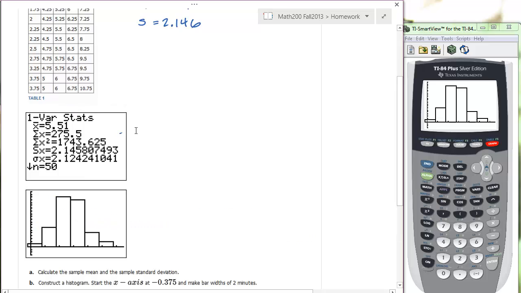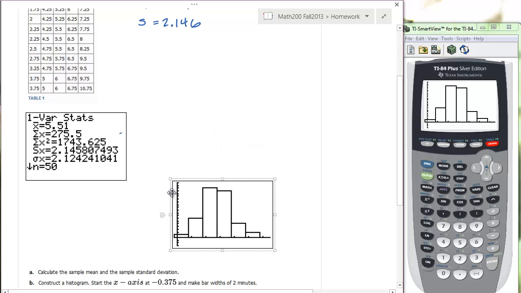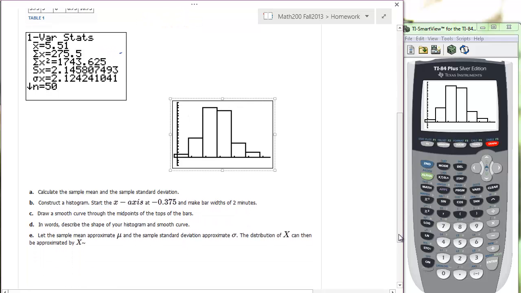Let's see if we can put this histogram over here. Well, I guess it doesn't want to go next to it. Let's put it over here. It says to make a histogram and draw a smooth curve through the midpoints of the tops of the bars. So if we have midpoints of the tops of the bars over here, a smooth curve kind of looks like that.